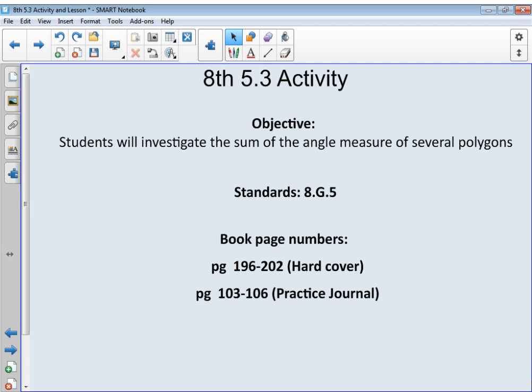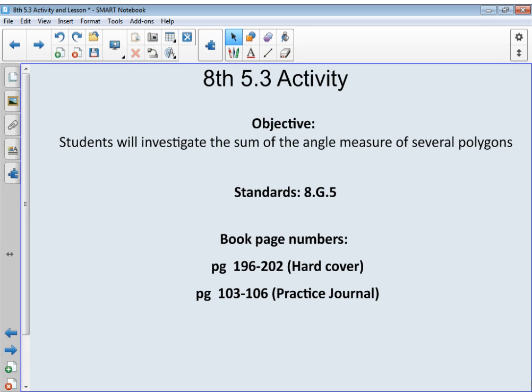This is 8th grade activity 5.3. In this activity, students will investigate the sum of the angle measures of several different polygons. The standards covered in this lesson are 8G5. The page numbers are page 196 through 202 out of the hardcover book, and pages 103 through 106 out of the practice journal.